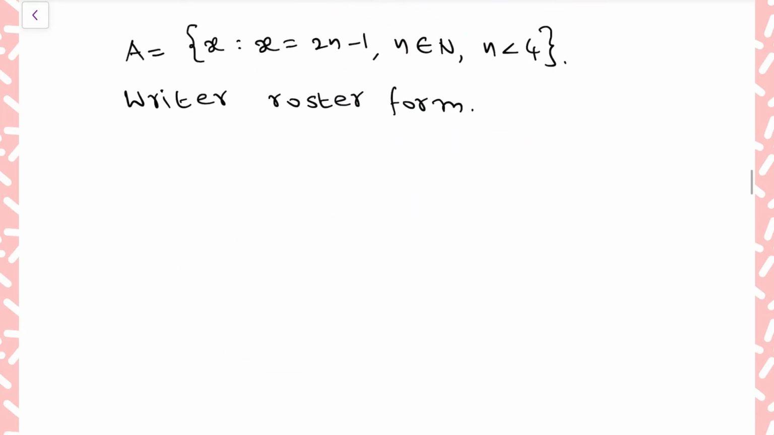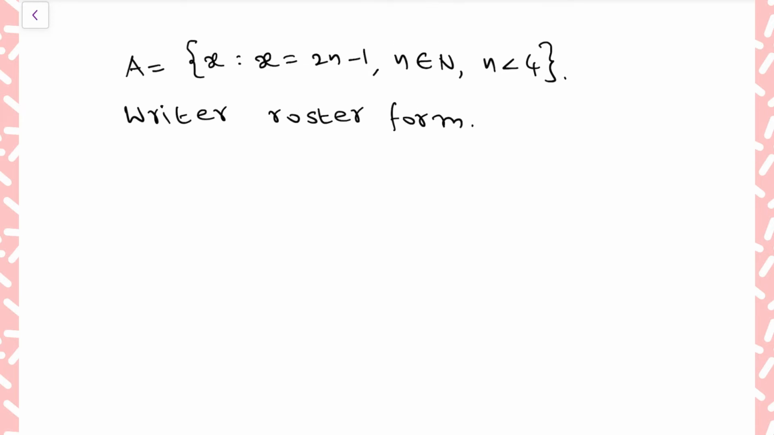Next. Set A equals to x such that x equals to 2n minus 1, n belongs to capital N, that is natural numbers, n less than 4. Write in roster form. So they gave the set builder form. That set builder form we need to convert to roster form. x equals to 2n minus 1. This is the equation which they gave, and he's saying that n belongs to natural numbers. So natural numbers will start from 1, right? So n equals to 1, 2, 3.